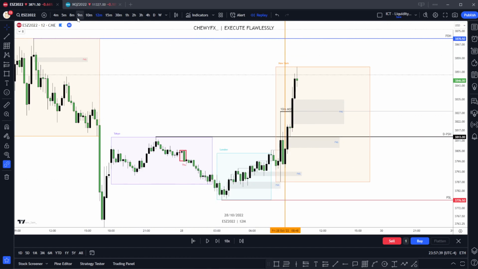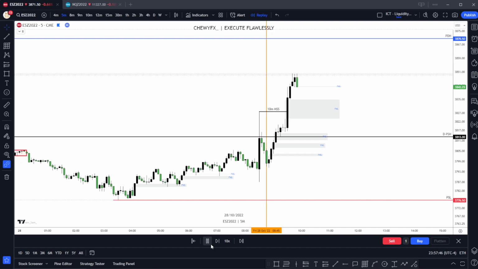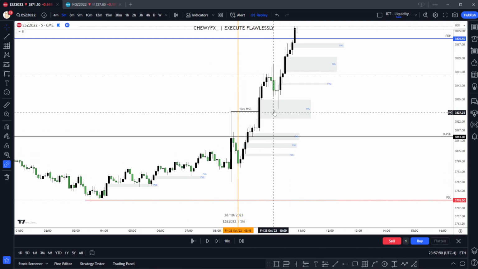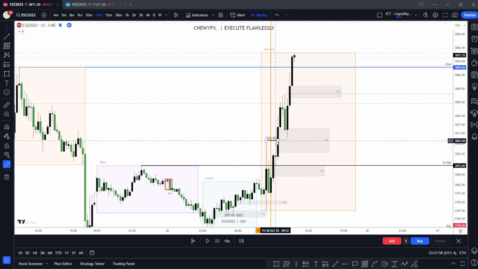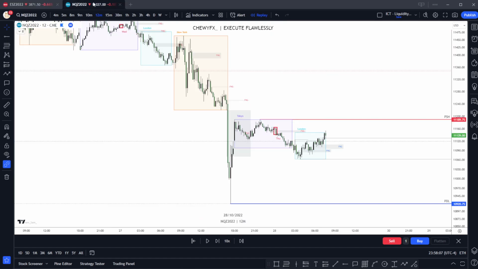So we want to go back to the 5-minute. We do have a market structure shift here, so I want to see the market return back to the discount, which it just did not, unfortunately, which is no problem. Now that the daily high has been swept on ES, we want to be looking for either an EM2 model for a reversal or an EM3 for a continuation to the buy side. So now let's go on to NASDAQ and see what ends up happening here.